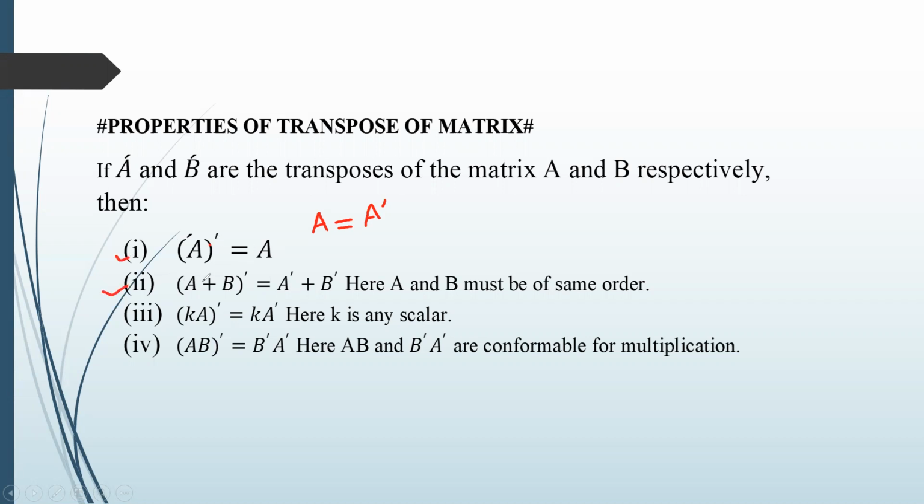Now we go for the second: A plus B transpose equal to A transpose plus B transpose. So here A and B must be of the same order. And the third is multiplication by a scalar. So K A transpose equal to K times A transpose. Here K is a scalar. Now we go for the fourth: AB transpose equal to B transpose A transpose. Here AB and B transpose A transpose are conformable for matrix multiplication. So is that clear?